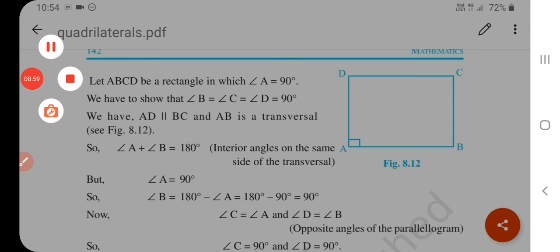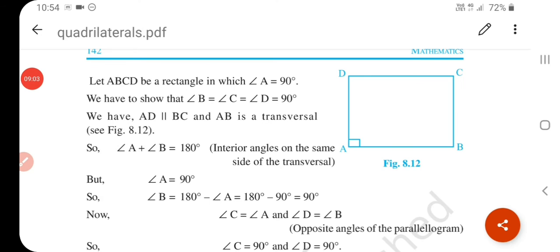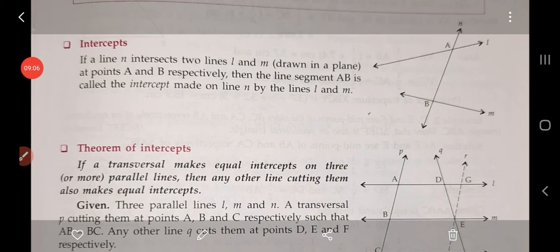It is not in your book, but I will give you an idea. Okay, so see, if a line N intersects two lines L and M at points A and B respectively, then the line segment AB is called the intercept made on line N by the lines L and M. Okay, and for intercept, what will be the theorem in this chapter?